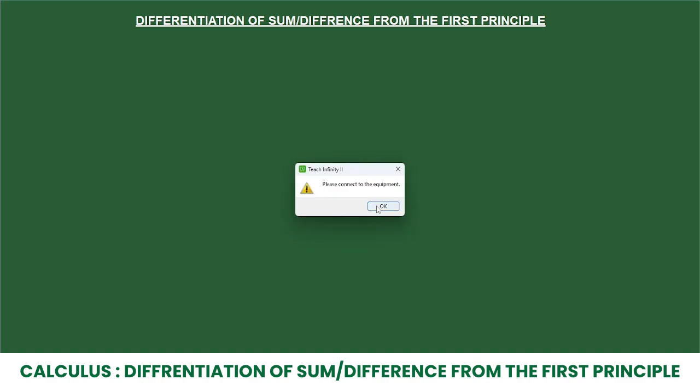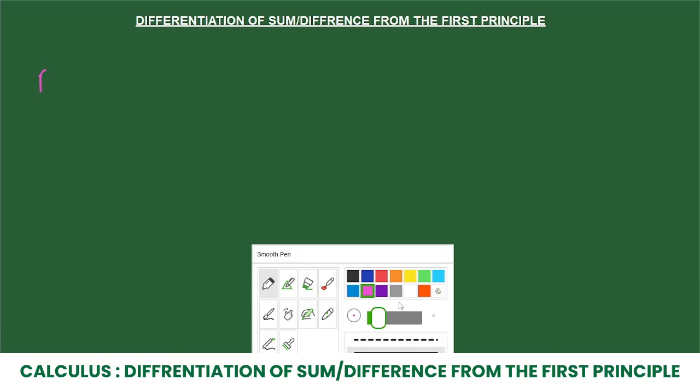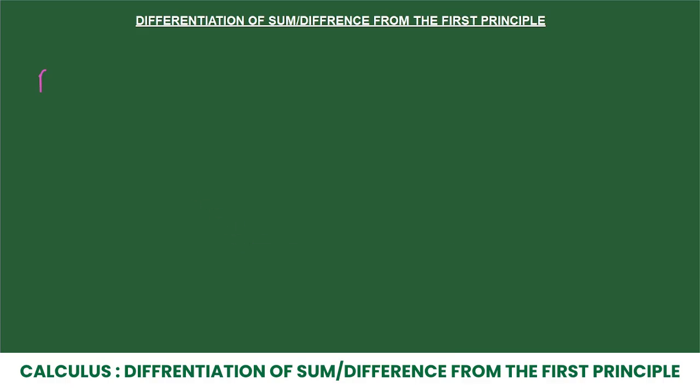Let's look at the differentiation of a sum or product, a sum or difference, from the first principle. So let's say you have f of x to be the summation of h of x and g of x, where h of x and g of x are two differentiable functions.